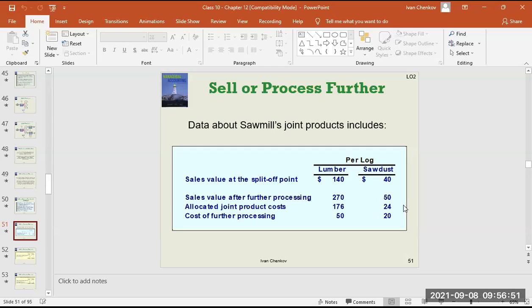On the other hand, the sawdust, I'm selling it at this point at $40. I can process it further, and I can sell it for $50. Allocated joint product cost is 24, which is irrelevant. But the cost to process it further is $20. So I can generate $10 more revenue, but I have to spend $20. So should I go? Probably not.